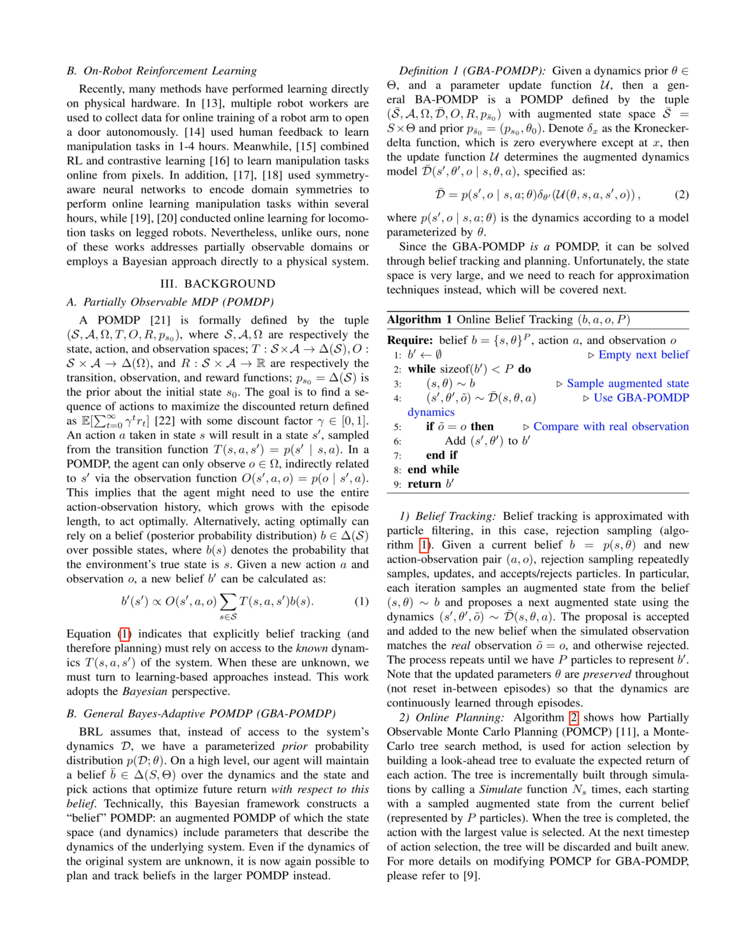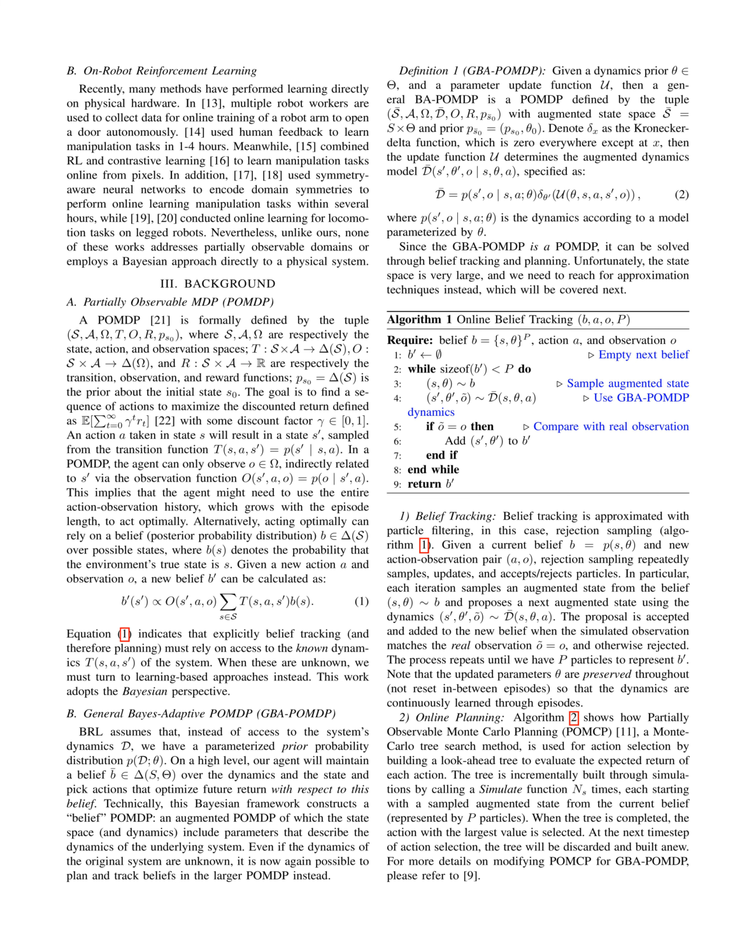In addition, used symmetry-aware neural networks to encode domain symmetries to perform online learning manipulation tasks within several hours, while conducted online learning for locomotion tasks on legged robots. Nevertheless, unlike ours, none of these works addresses partially observable domains or employs a Bayesian approach directly to a physical system. Background: partially observable MDP, POMDP.